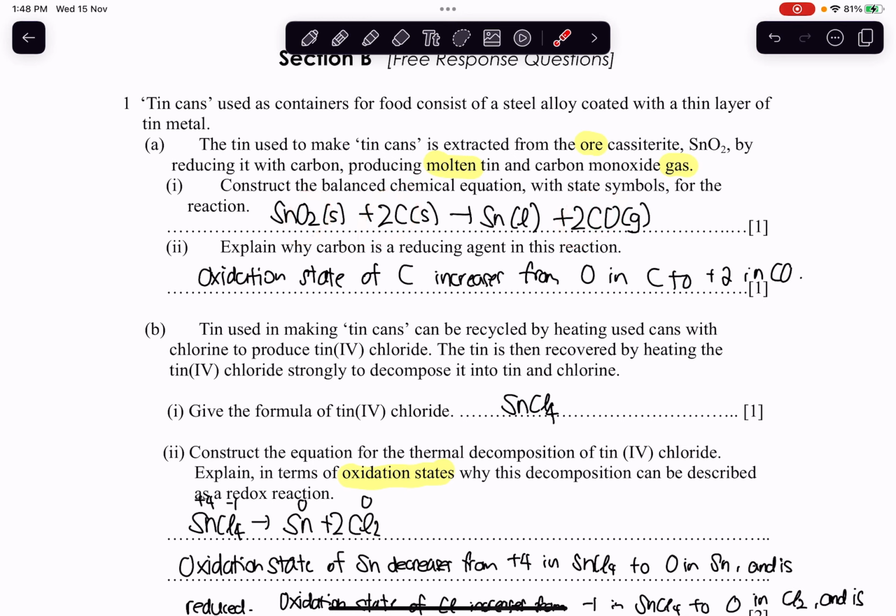Okay, explain why carbon is a reducing agent. You can calculate the oxidation state of carbon. Remember carbon as an element is 0. In CO it is +2 because oxygen will be -2, so carbon has to be +2. So the oxidation state of carbon increases from 0 in C to +2 in CO. So it is a reducing agent because it itself is oxidized.